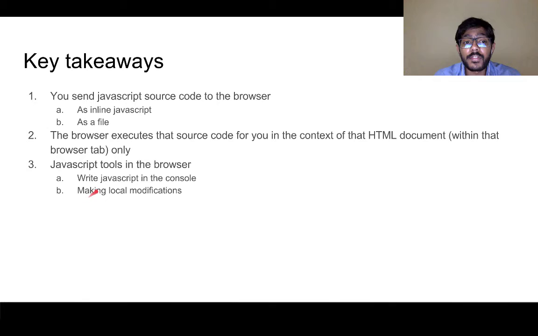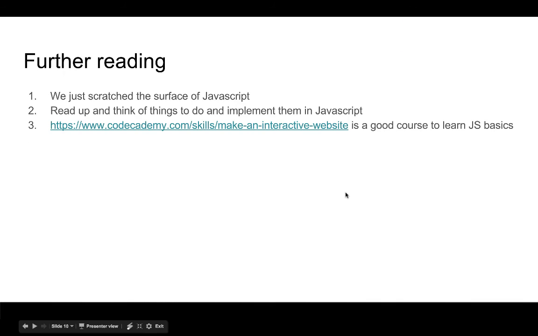We also looked at a few nice JavaScript tools in the browser that allowed us to see what JavaScript is loaded and allowed us to execute some JavaScript or write some JavaScript in the console. And we also made some local modifications to the HTML using the JavaScript from the console. In this module, we've just scratched the surface of JavaScript. The point of this module was to introduce you to the kind of things that JavaScript can do and how JavaScript in the browser works.